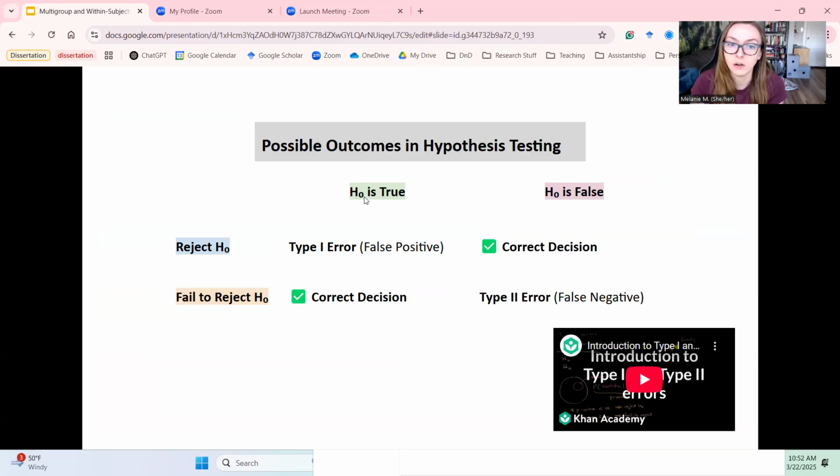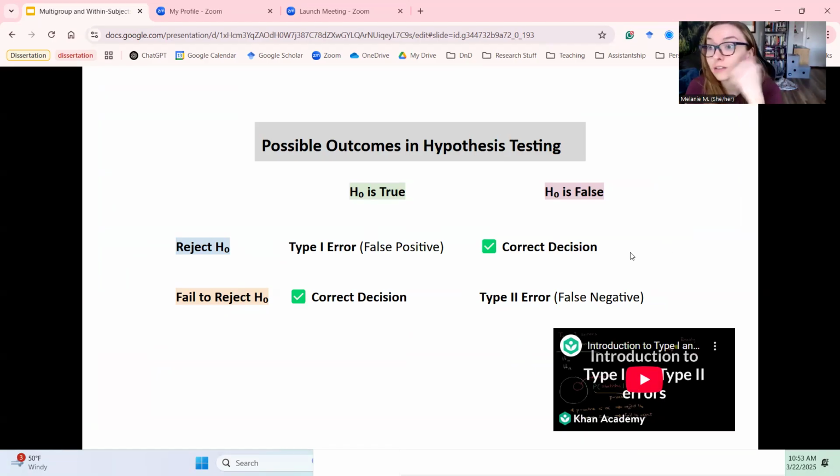So when the null hypothesis is true and you reject it, you have a type 1 error. When the null hypothesis is false and you accept it, or fail to reject, then we have a type 2 error. That's a lot. And I'm dyslexic, and so I hate this type of conversation, which is why I love a graphic.